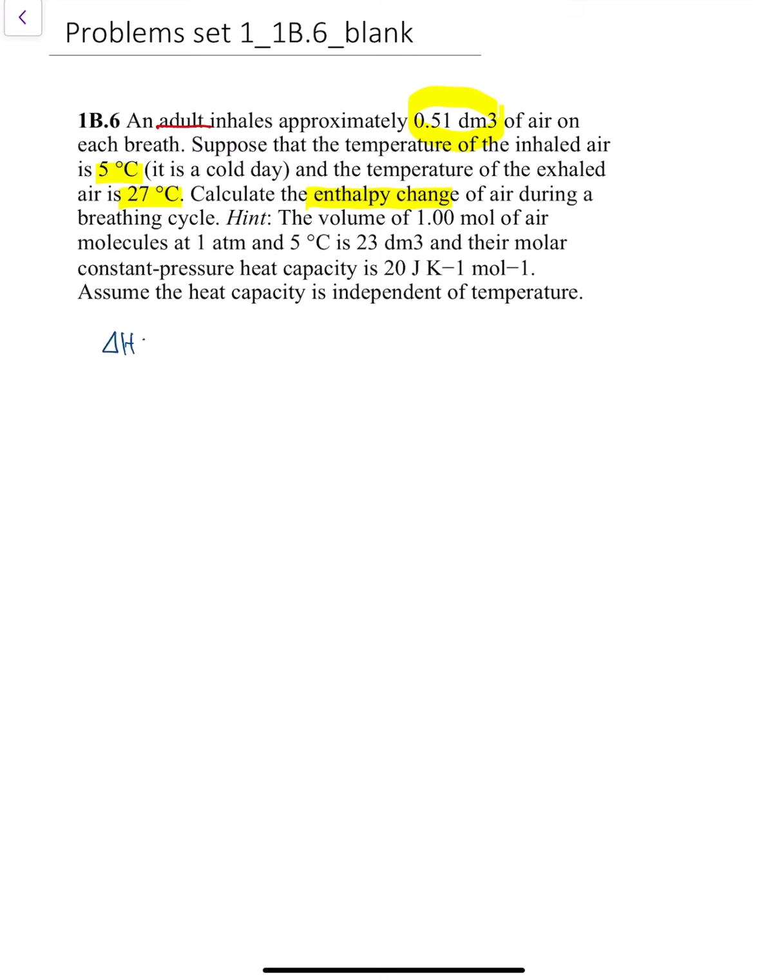Delta H is equal to Qp, and also we can recall Qp can be calculated by multiplying the constant pressure heat capacity, the quantity of the substance, many times we note it with an n, and then the temperature change. The temperature change being the final temperature minus the initial temperature, like that.